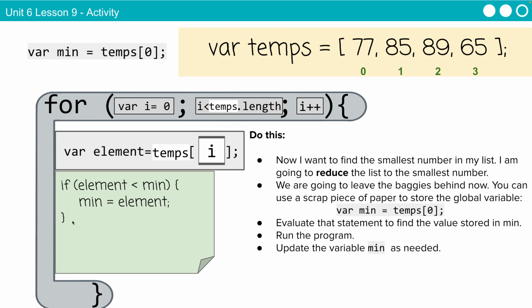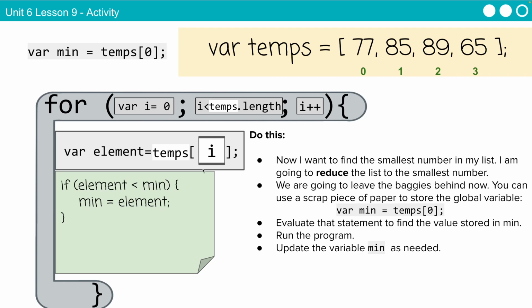Okay, next time we go through, our value of i is now 2. Is 89 less than 77? No, that is not true. So we're going to skip over this piece of code.